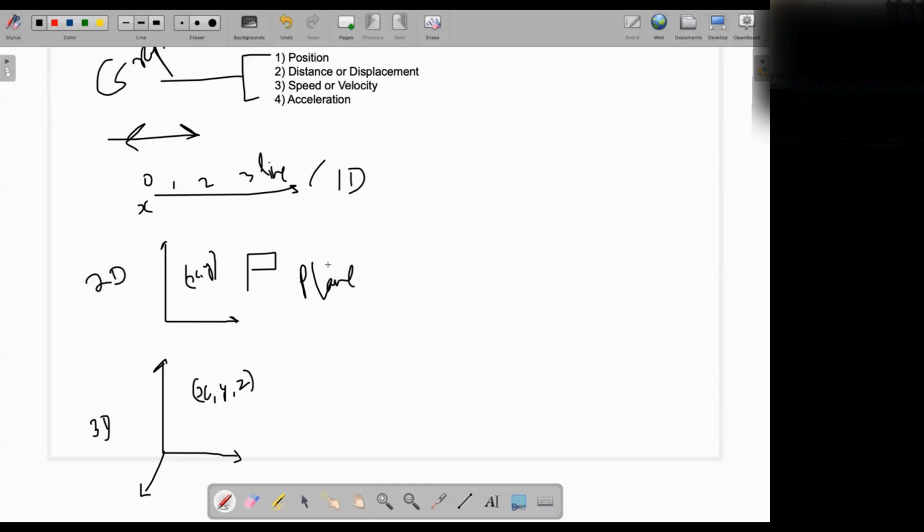This is a line, this is a plane, and this is? Cube? No. That was a very wild guess. I know why you said cube, but no. I'm sorry. It's called space.